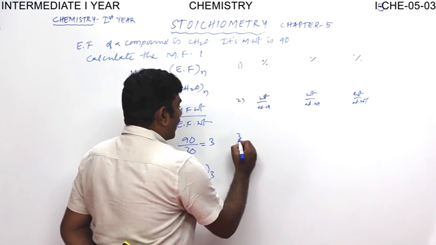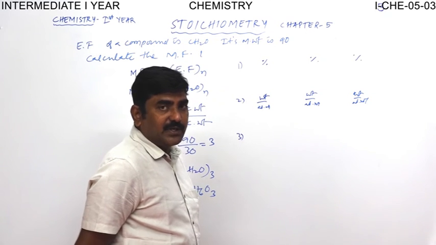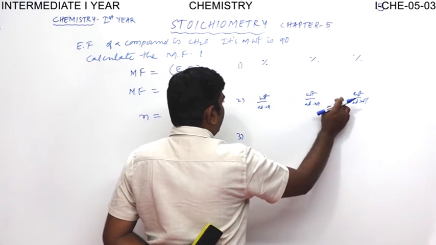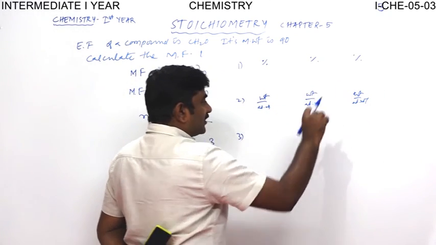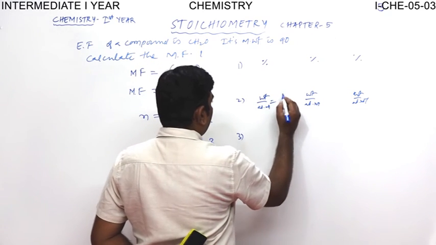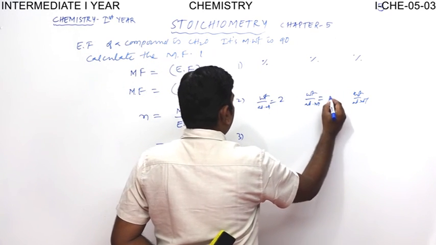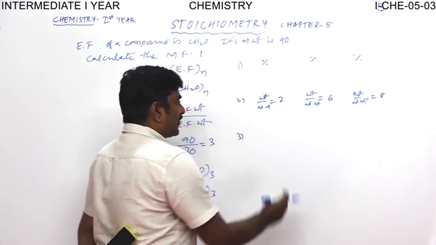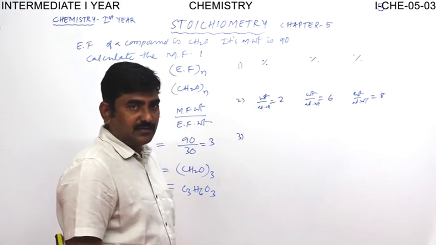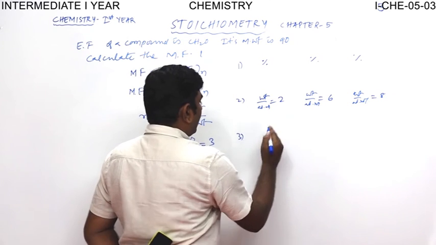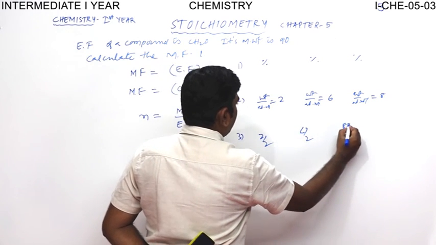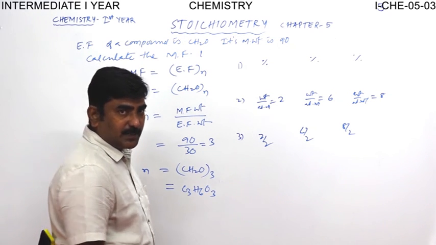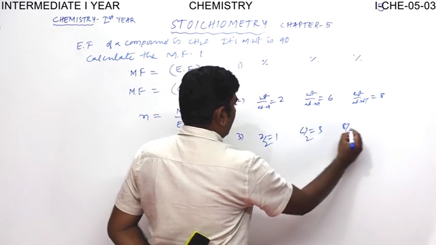So after getting the atomic ratio, to get the simple atomic ratio, use the lowest value. For example, here you get 2, here 6, here 8. What is the least value? 2 is the least value. So divide all the values by the least value: 2 by 2, 6 by 2, 8 by 2. This will give the simplest ratio: 1, 3, and 4.